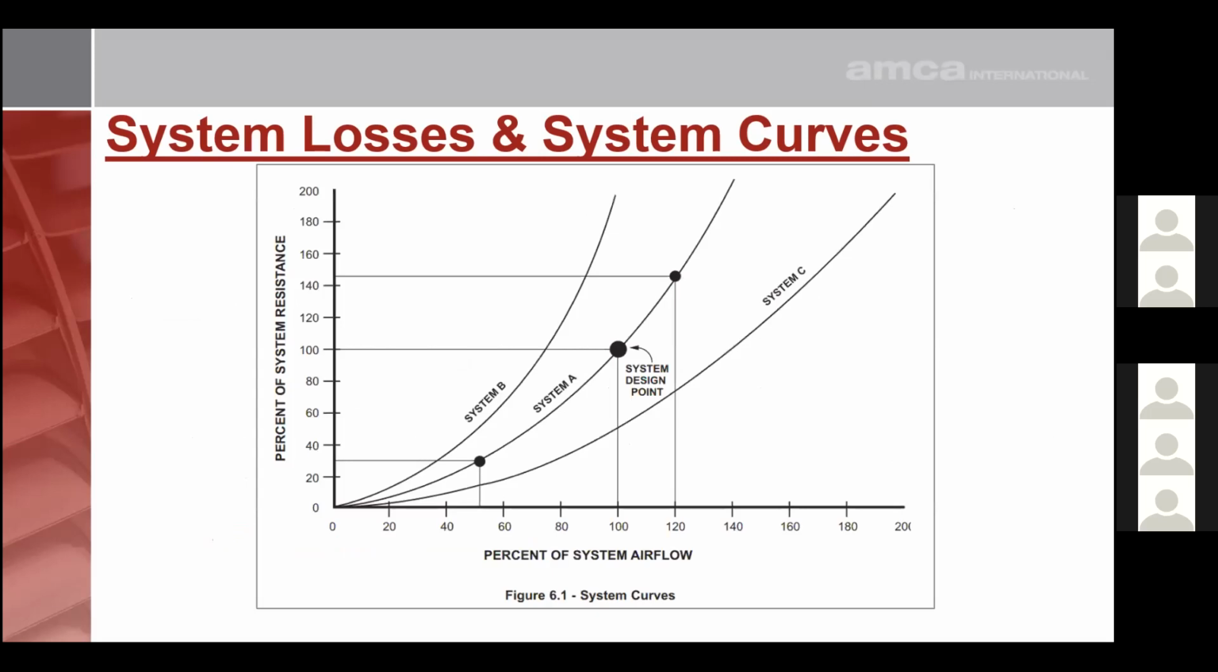And here's an example. If we're increasing the flow by 20%, the system pressure drop will increase 44%. That's system A. But if we look at system B, which has a higher system resistance, overall the flows will be much less. And then system C has a lower system resistance, and the flows can be much higher for a given pressure drop. But why is this important?